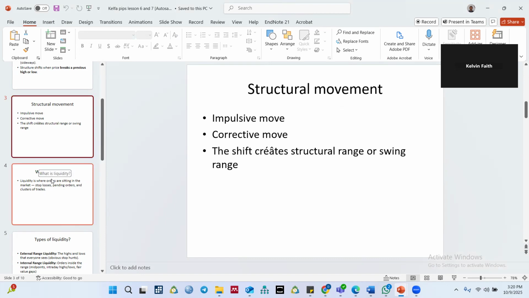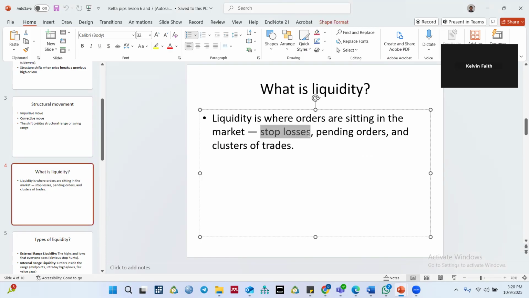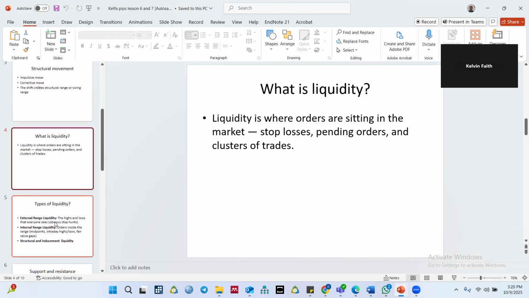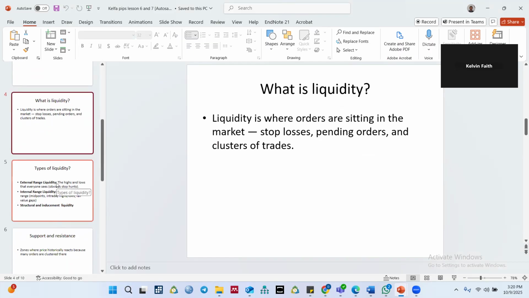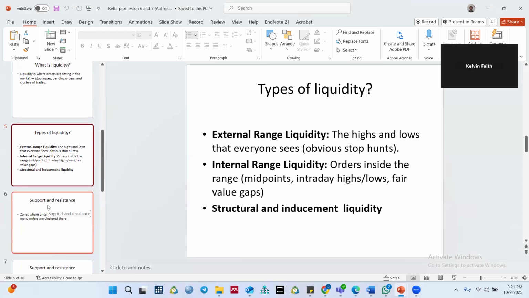So the next thing is, what is liquidity? Liquidity is where orders are sitting in the market, where retailers or people put their stop losses, pending orders or clusters of trades. That's what smart traders might consider as areas of liquidity. How many types of liquidity do we have? We have external range liquidity and internal liquidity, and we also have structural or inducement liquidity. I will explain all this.